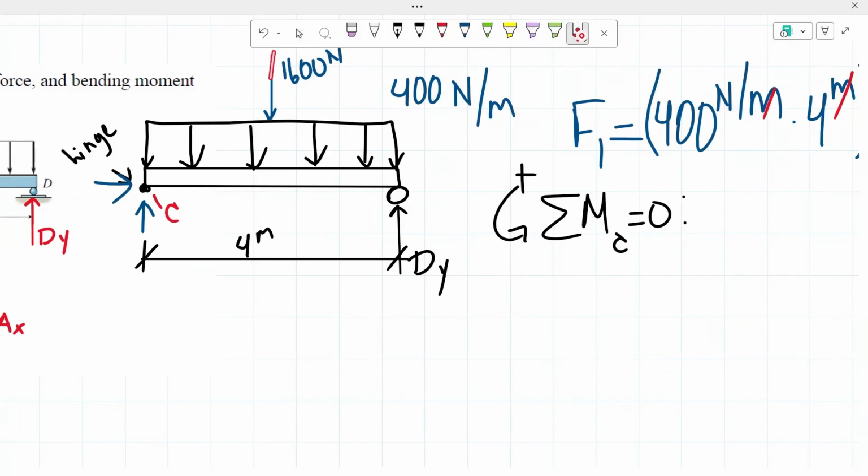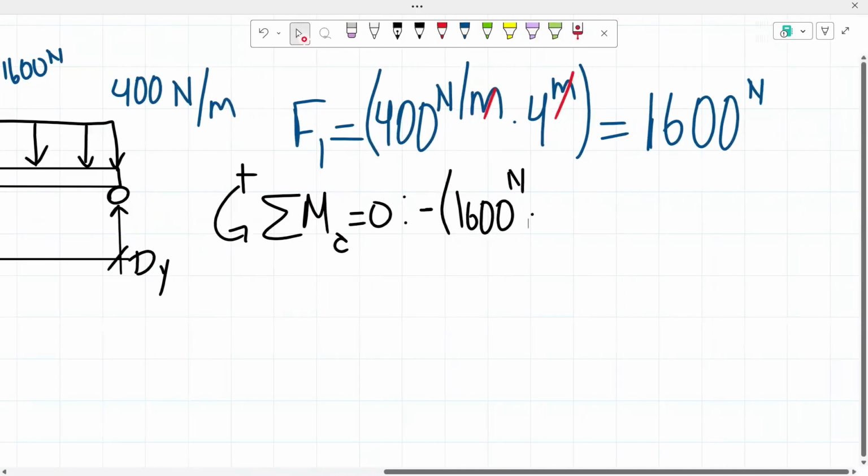It is going downwards and it is to the right of that point. So we know it's going to be creating a clockwise moment, meaning a negative moment, force of 1,600 newtons with a distance. We know that this can be found at midspan. So we know that from here to here, there's a distance of 2 meters.